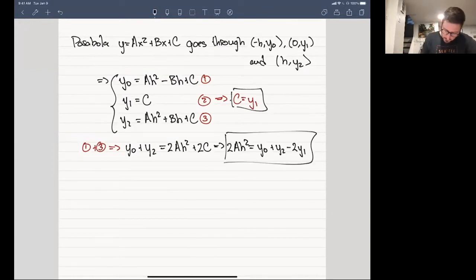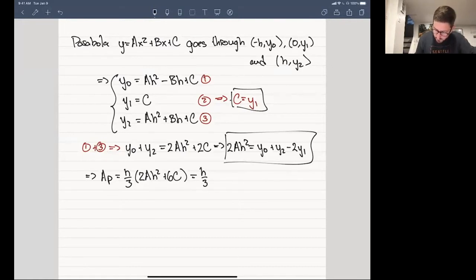And so we can put this together, and this gives us AP is equal to h over 3 times 2ah squared plus 6c, which is equal to h over 3 times y0 plus y2 minus 2y1, and then plus 6y1. Let's order them: y0 plus 4y1 plus y2.